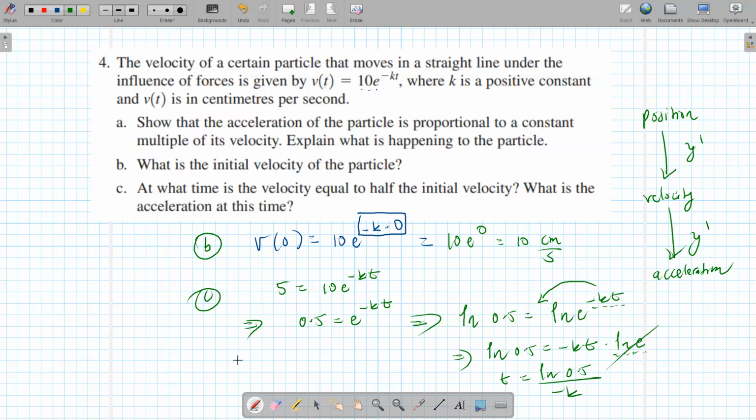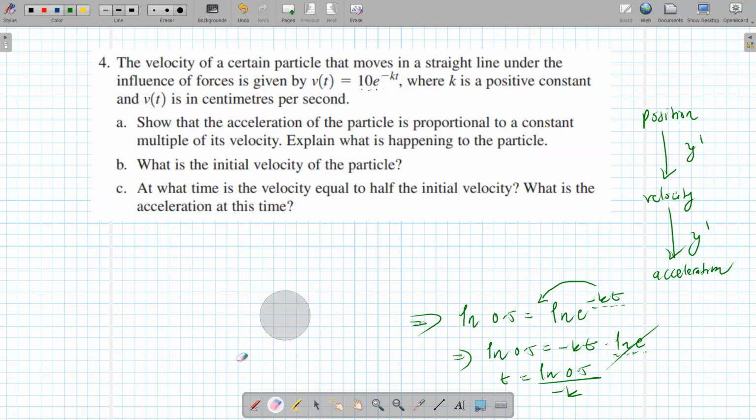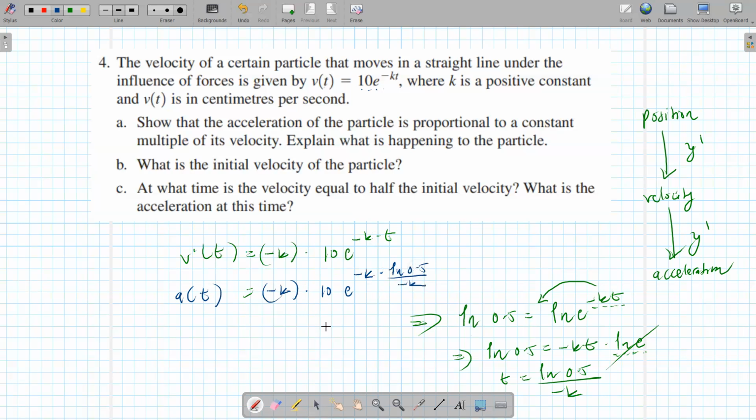And the second part, it says, what is the acceleration at this time? Well, we know our acceleration function is the derivative of the velocity function, which was negative k times 10 e to the negative k times t. This was the derivative of this. And to find the acceleration at this time, you just plug this time in there. So you get negative k times 10 e to the negative k times ln of 0.5 over negative k.